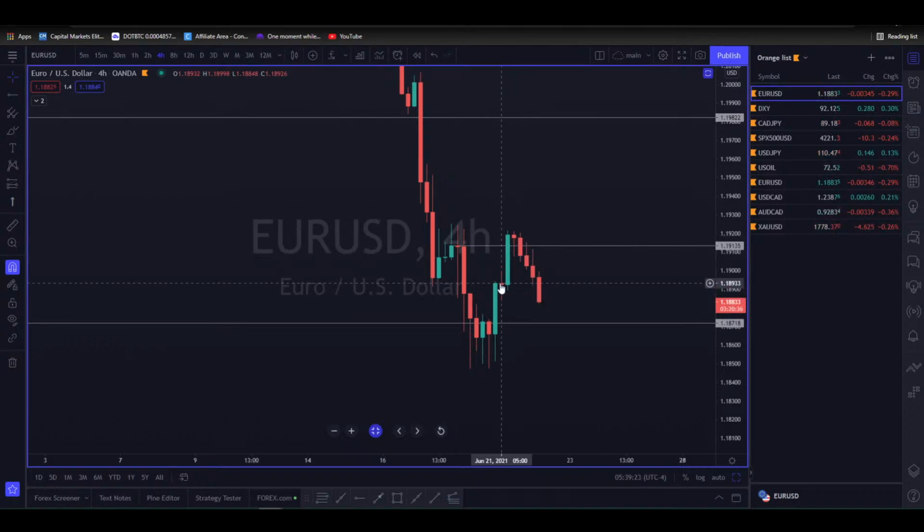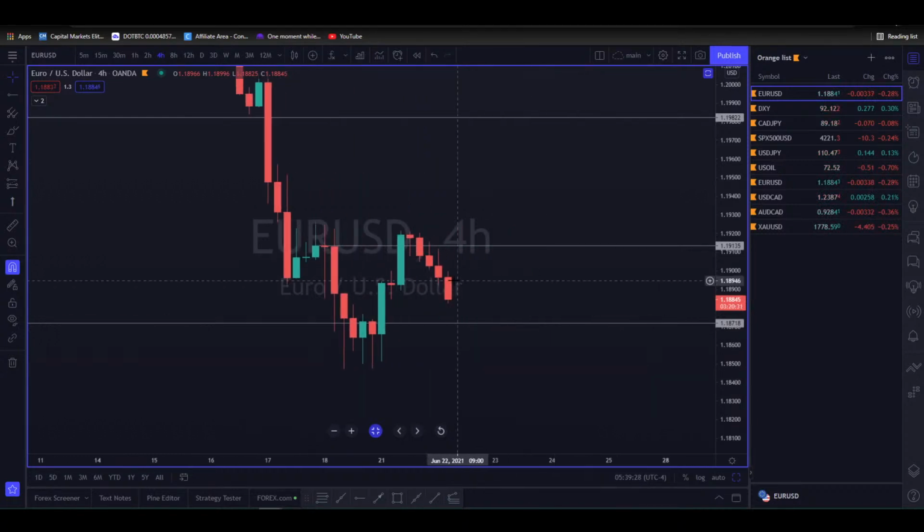This push lower, taking out support. You have not closed yet. This candle closes at 9 a.m. Eastern Standard Time. All right.